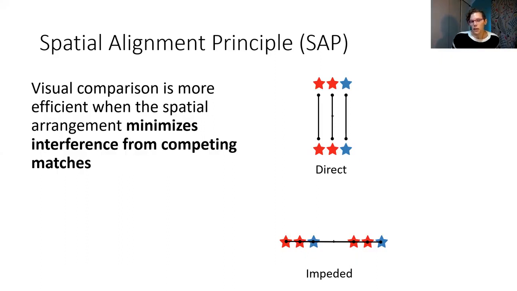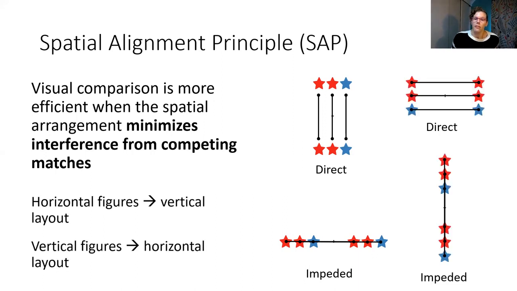But this isn't just about being in a vertical layout, as if vertical layouts are always better. If you have vertical figures, then the better alignment is a horizontal layout, right? So vertical figures get direct correspondences now in this layout instead of this one.